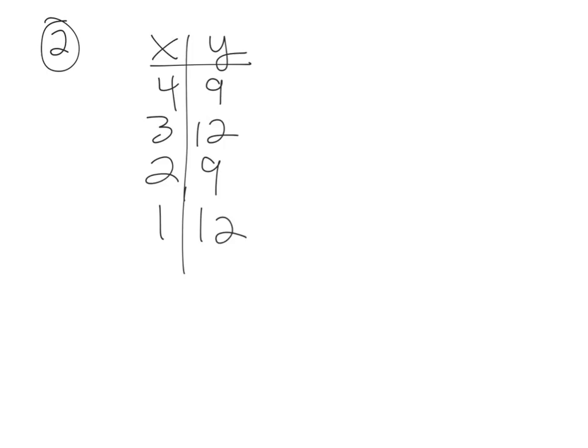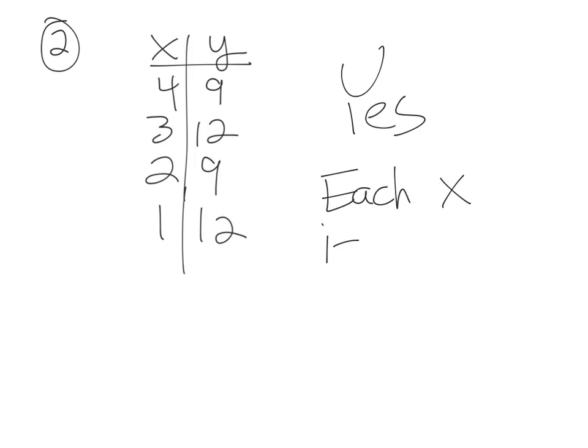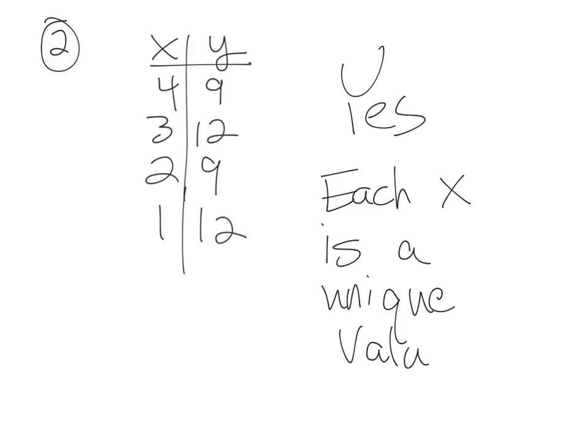All right, so number 2, same directions. It says determine if each relation is a function, and if not, explain why. So this, again, looking at it, is a function. So the answer is yes. And the reason why is, again, because each x is a unique value. There is no repeat of the x's. They are individual.